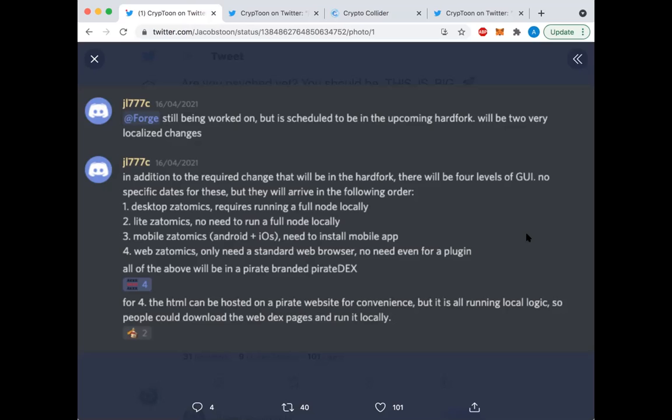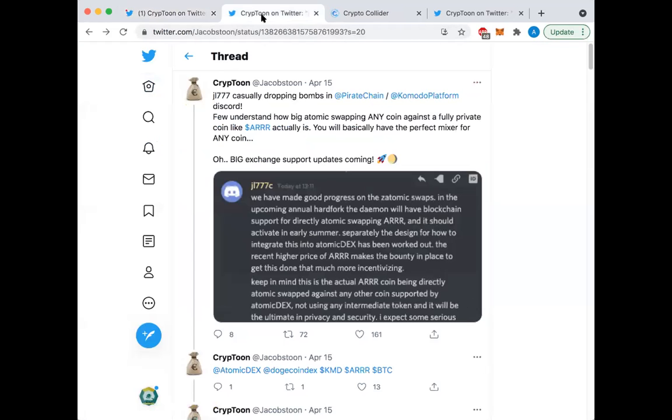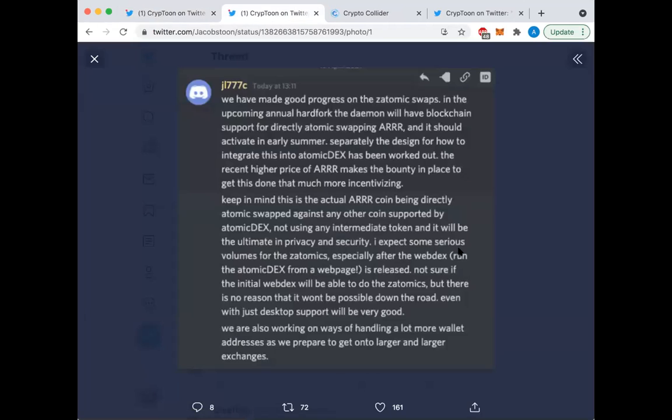All of the above will be in Pirate-branded pirateDEX. For 4, the HTML can be hosted on a Pirate website for convenience, but it is all running local logic, so people could download the WebDEX pages and run it locally. Interesting, of course. And what else do we have here? There was some other information.